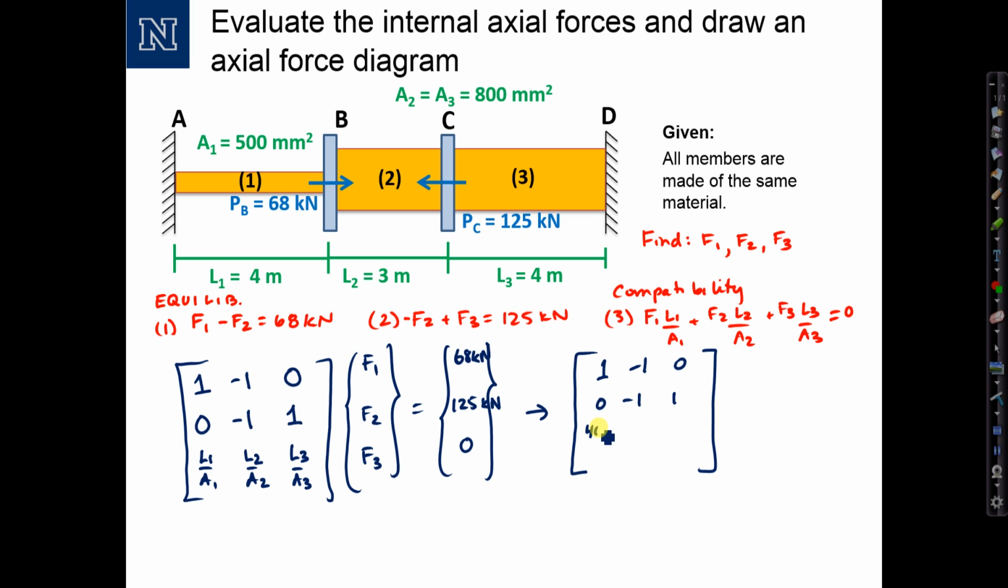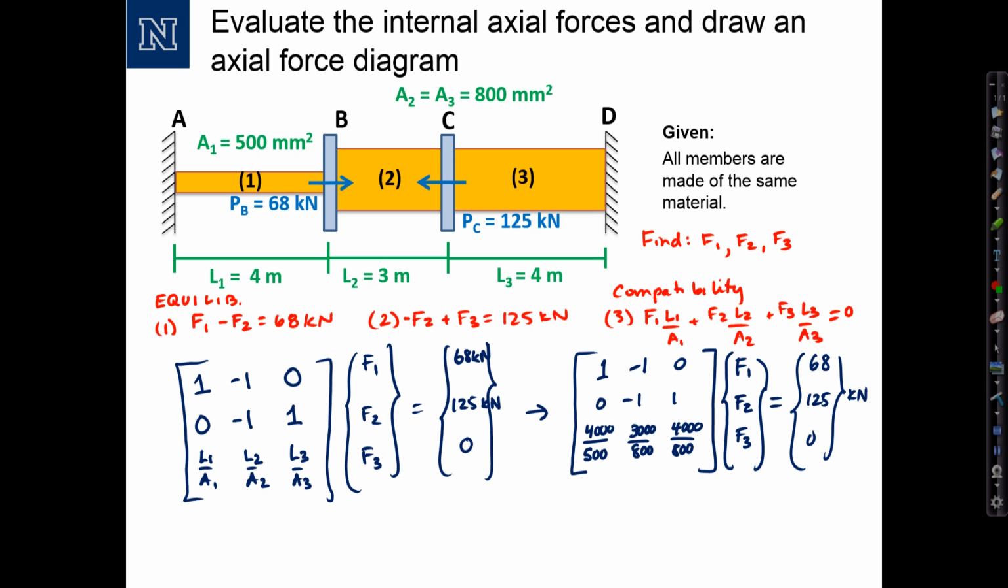So L1, 4,000 millimeters, divided by A1, which is 500 millimeters squared. L2, 3,000. A2 is 800. L3 is 4,000. A3 is 800. And all those terms are per millimeter, but again, that's going to cancel out. So that's why I'm not specifically listing them. Okay? This multiplies the vector F1, F2, F3, and is equal to the right-hand side, 68, 125, and 0, all in kilonewtons.